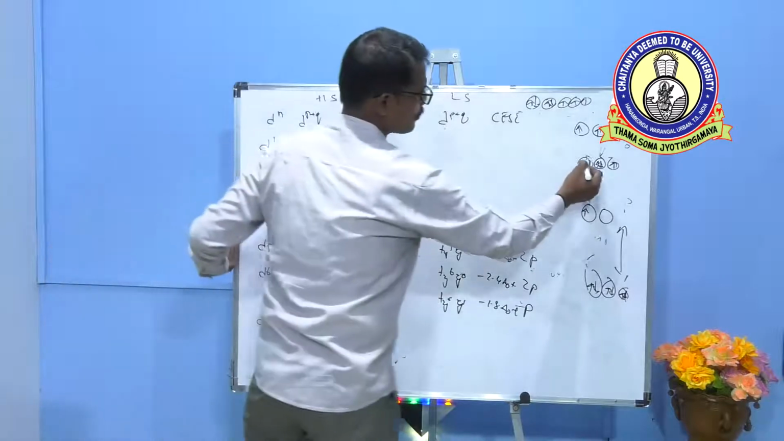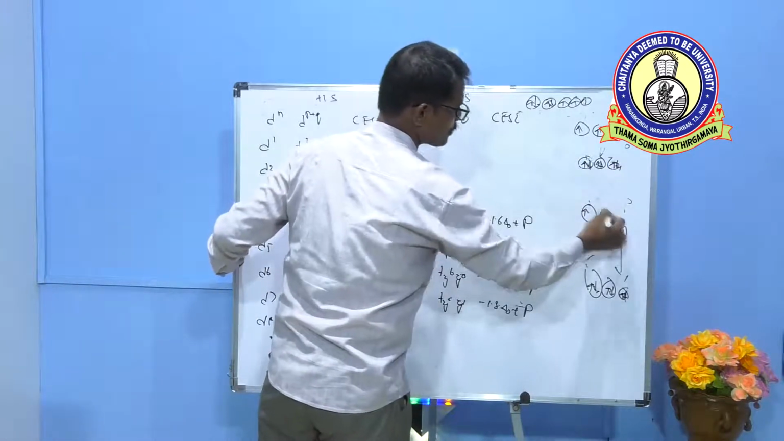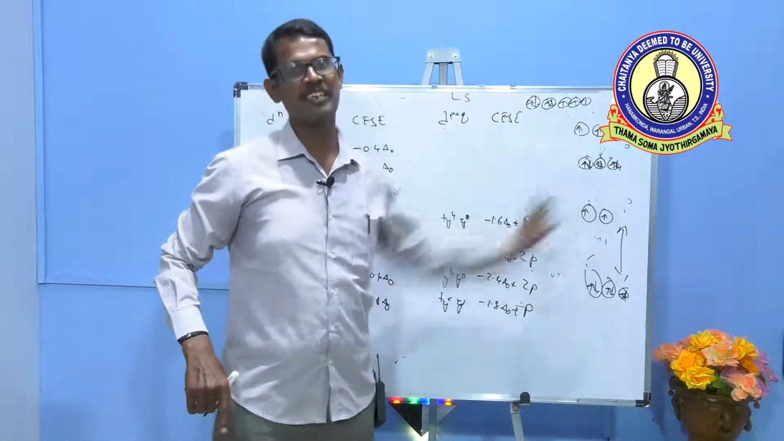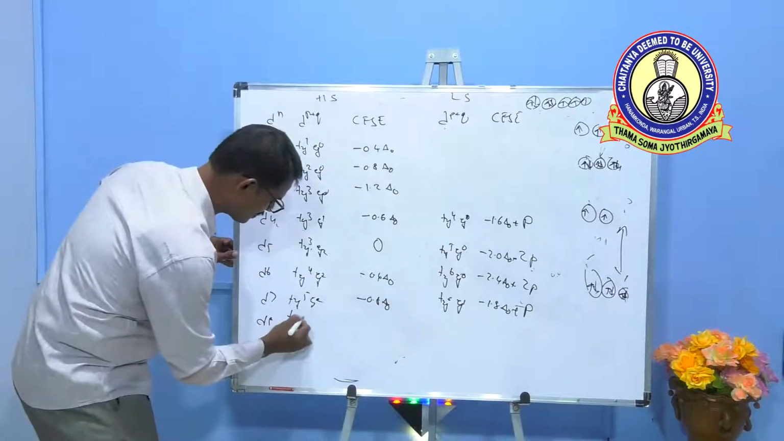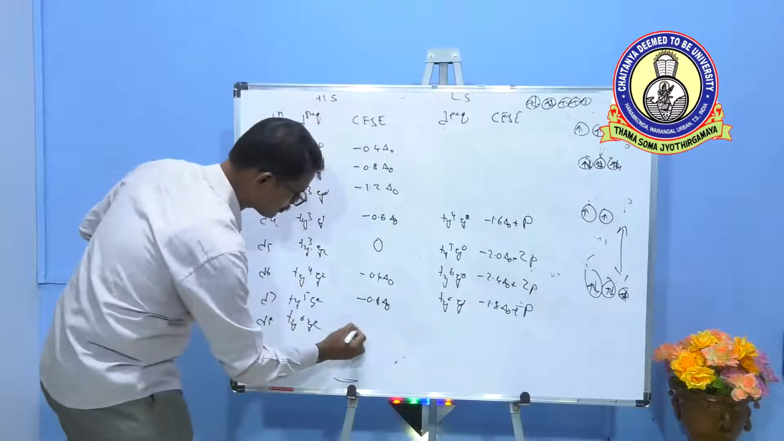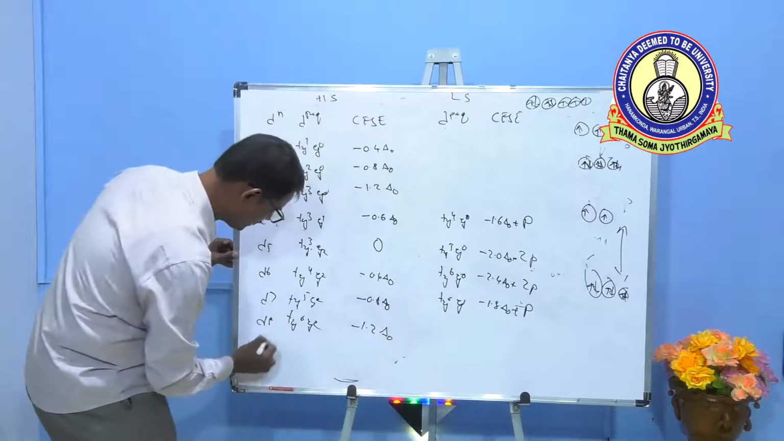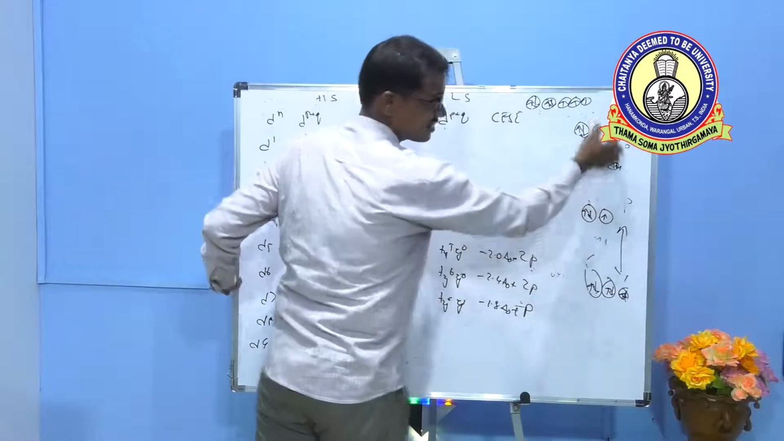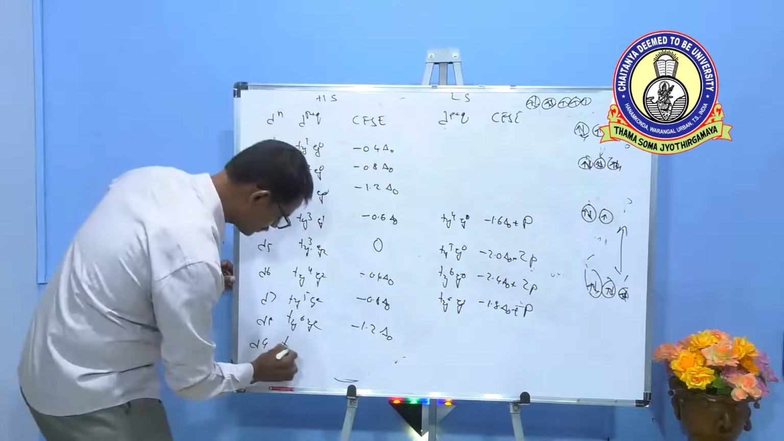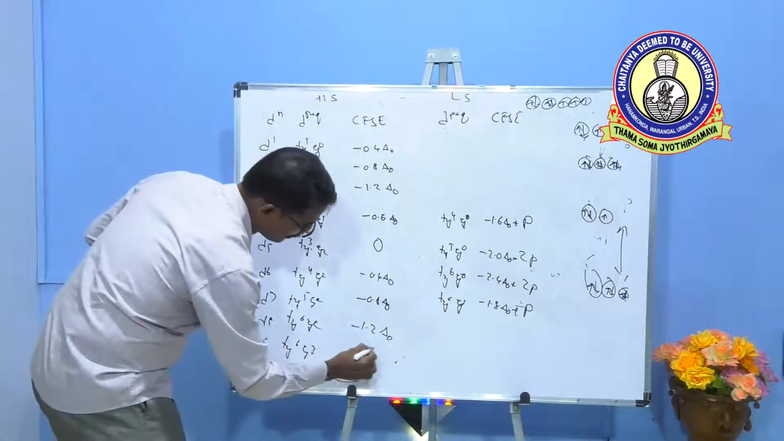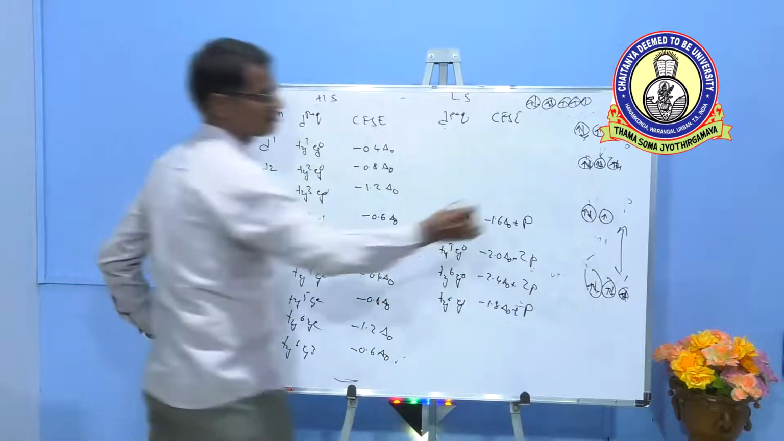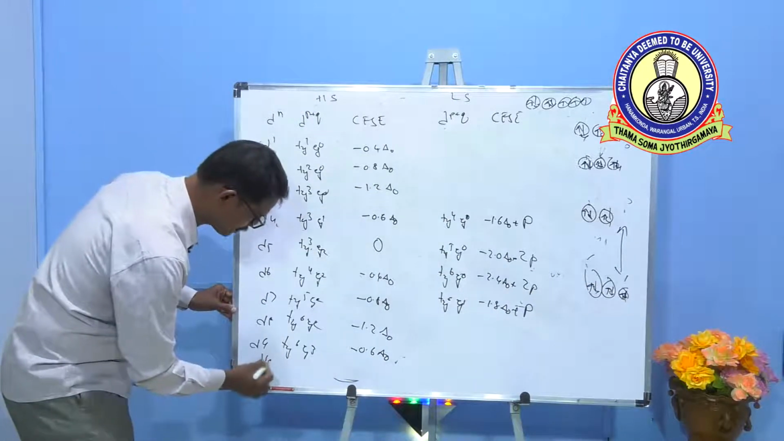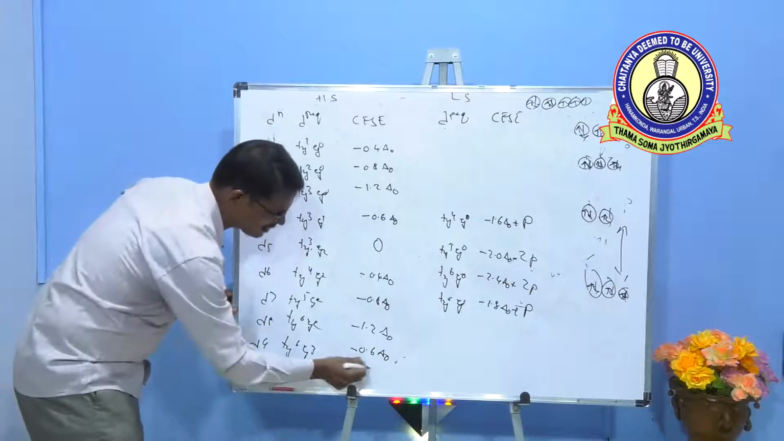D8. Here the electron is paired, and the electron goes here. Now observe, t2g6 eg2: both high spin and low spin are the same. So t2g6 eg2 gives minus 1.2 delta O. D9: the electron goes to t2g6 eg3, both are the same, so minus 0.6 delta O. D10: the electrons are totally paired, t2g6 eg4, which gives 0.